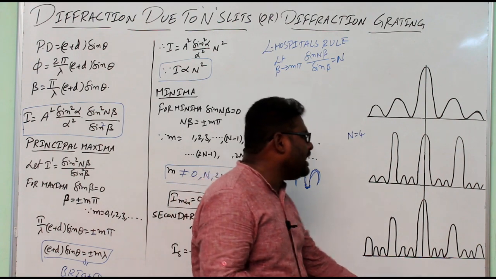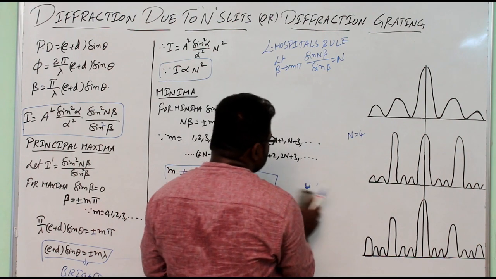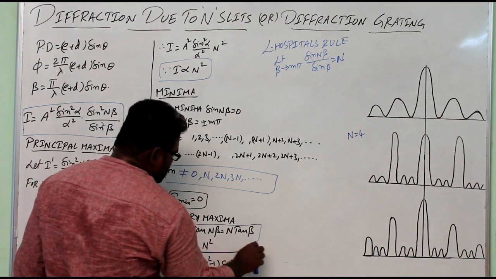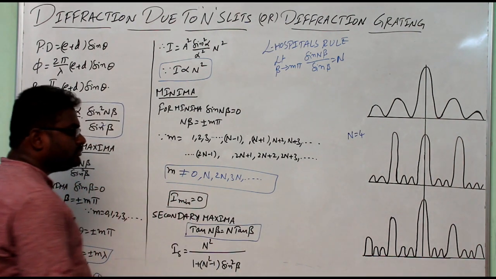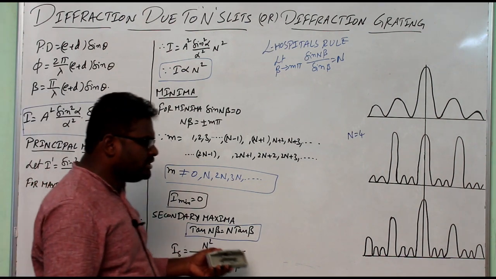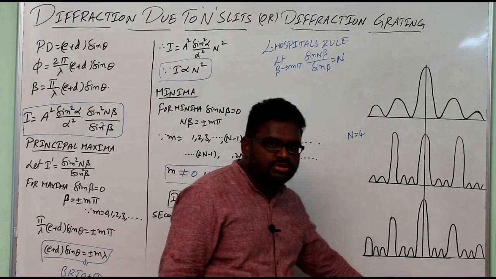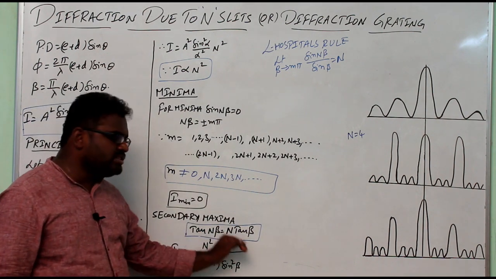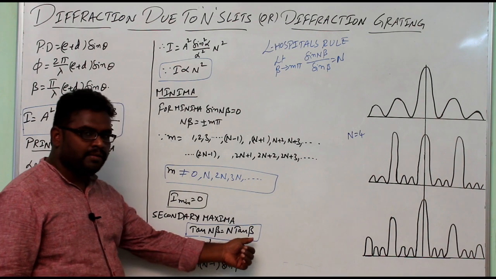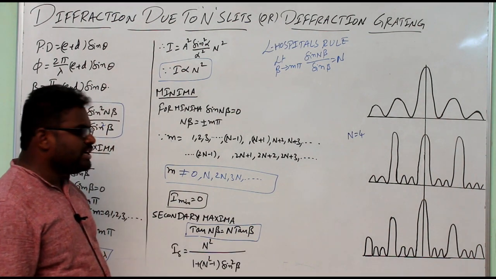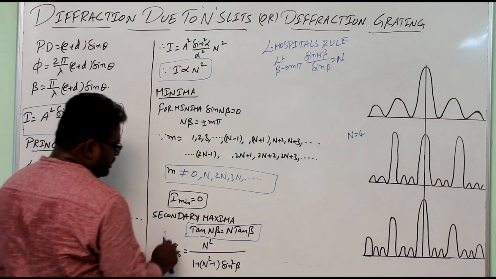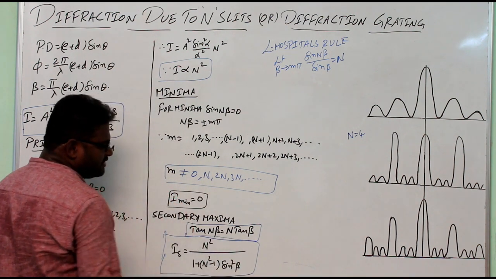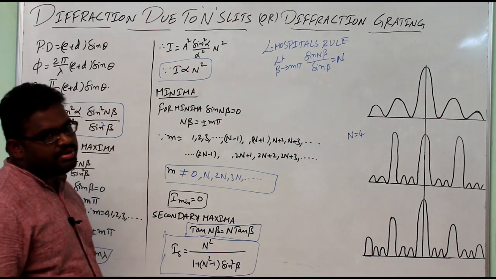So the condition for secondary maxima is tan N beta equals N tan beta. There is a large derivation, but it's a qualitative treatment, so we can remember it directly. The condition for secondary maxima is tan N beta equals N tan beta. If you simplify that, the intensity of secondary maxima is N square by 1 plus (N square minus 1) sin square beta, which is very much less than the principal maxima.